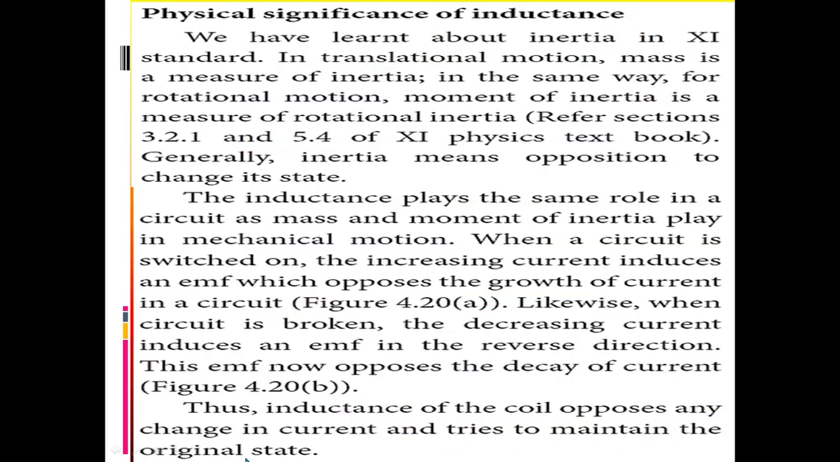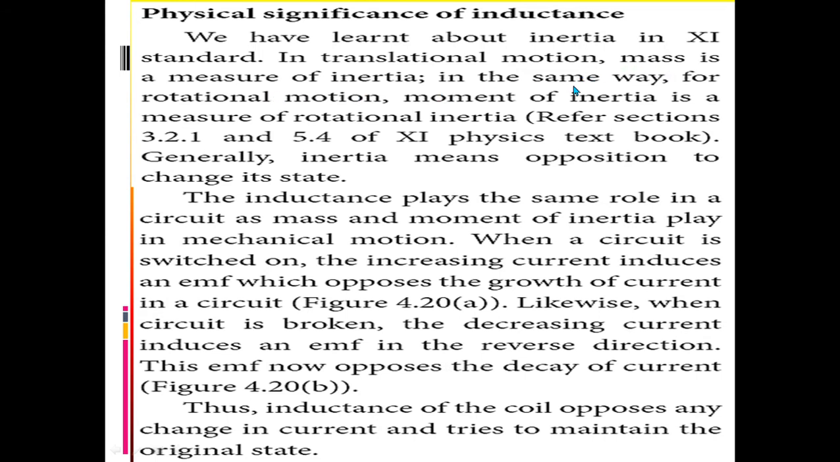The next, physical significance of inductance. Already we have learned about inertia in 11th standard. What is meant by inertia? Inertia is nothing but inability to change the position by itself. So in translational motion, mass is a measure of inertia.